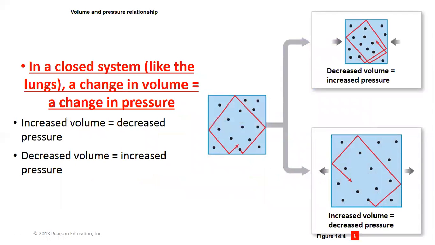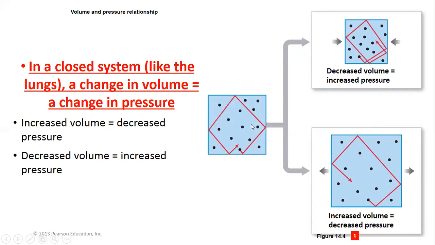In any closed system, like think about a balloon or the lungs, a change in volume matters. Take a look here. Here's a fixed system or a closed system. Think about one of your lungs, the right lung or the left lung. If you increase the size of that lung or the size of that chamber without changing how much stuff is inside that chamber, pressure drops. There's the same number of particles floating around in a larger space. So that decreases the pressure.